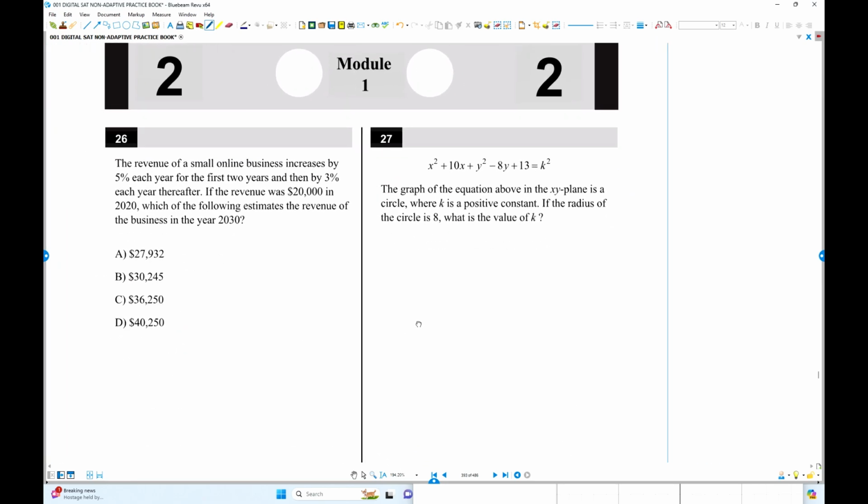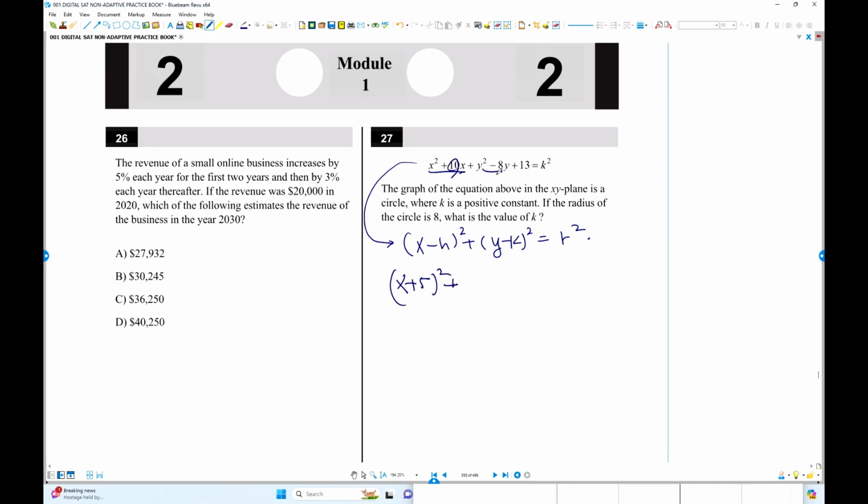Here is number 27. The radius of the circle is 8. What is the value of k? You know the equation of a circle in standard form, which always looks like this. So we're going to change this general form to standard form. First is x squared, half of this number, x plus 5 squared, and half of this number, y minus 4 squared. But the constant will move to the right, k squared minus 13, but we're going to modify it.